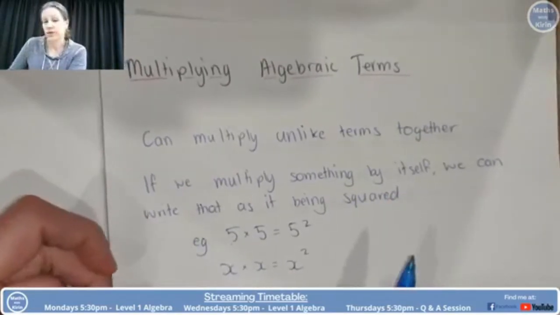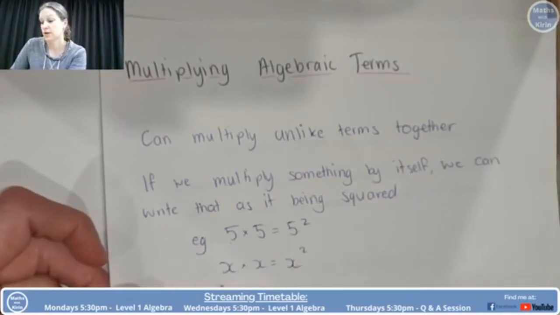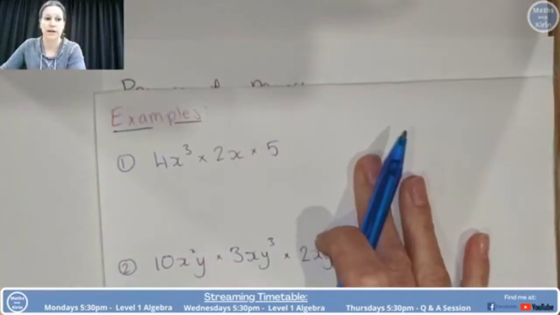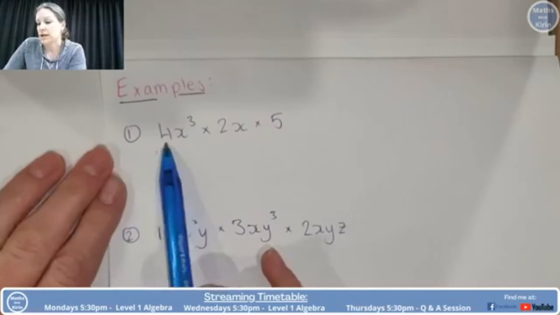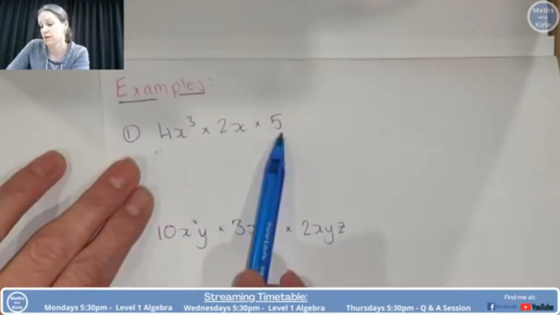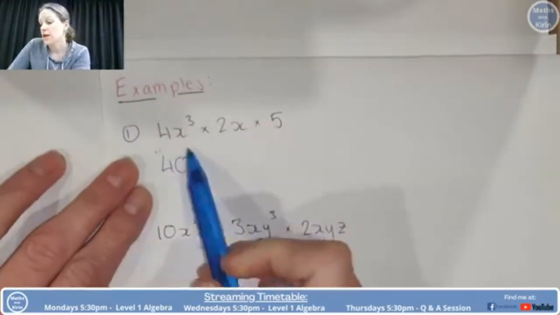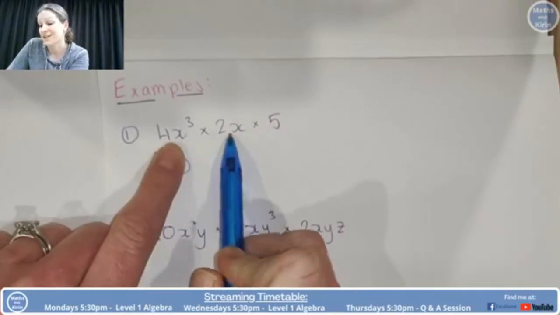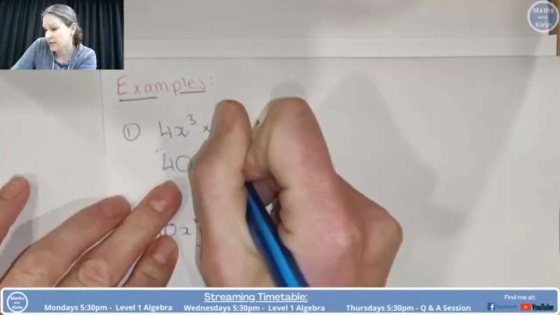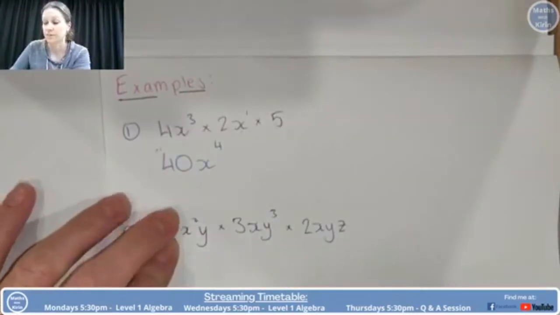If you have a coefficient, you'll multiply the coefficients together just like you normally would, and then we look to use this skill in order to simplify the variables. So let's have a look at our examples. The first one here, we've got 4x cubed times 2x times 5. So if we multiply all of the coefficients together, 4 times 2 is 8, and 8 times 5 gives us 40. And then we've got an x cubed and an x. So if we've got x cubed and we're multiplying that by an x, then we get x to the power of 4. Okay, these three plus this 1 that we've got here.